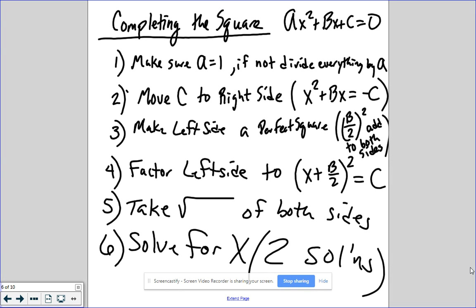You also have to make sure that your quadratic is in the form ax squared plus bx plus c. Again, some of those numbers might be negative, and that's fine, but a has to be 1. Then you move c to the right side to get it to just 2 terms on the left. We make the left side a perfect square by adding (b/2) squared to both sides. You then factor the left side to a perfect square, which you'll learn the shortcut is it's always x plus or minus b over 2, squared. And then you take the square root and solve for x.